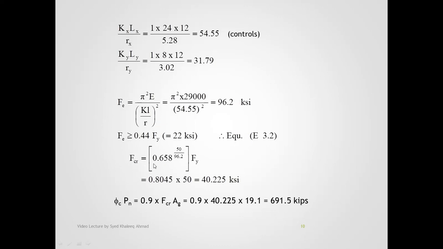FCR is equal to 0.658 raised to Fy divided by Fe, multiplied by Fy. So this gives you a value of 40.225 KSI. Once we get this value, we can easily calculate the critical load. So critical stress multiplied by gross area gives you 691.5 kips.